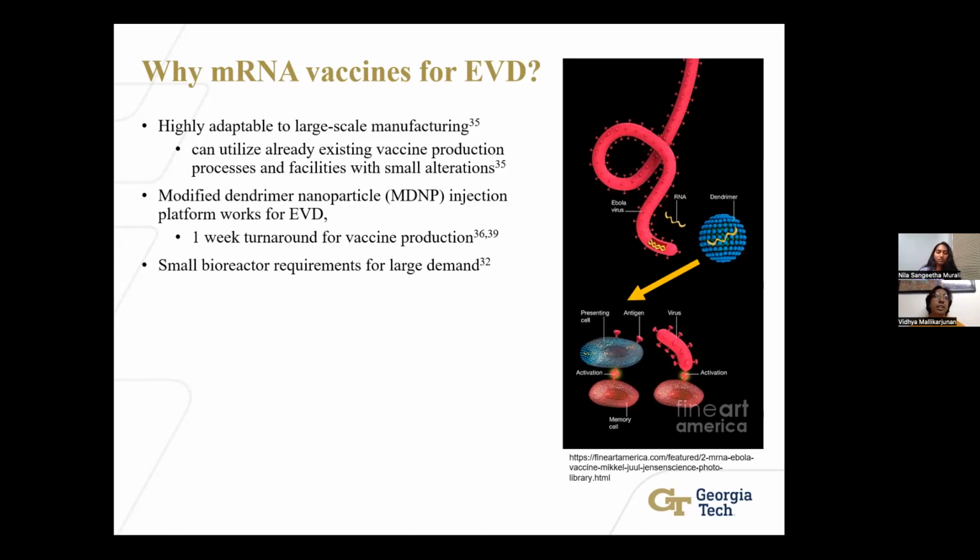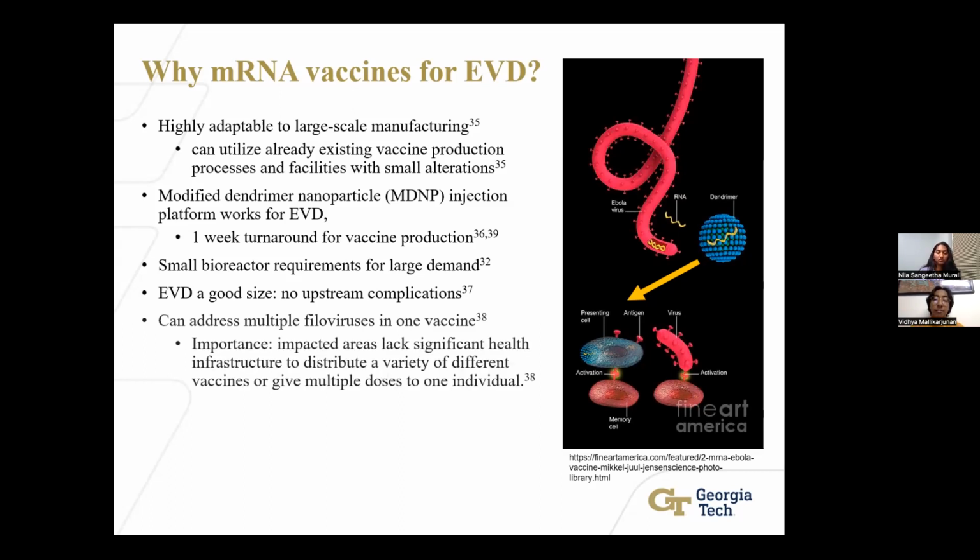mRNA vaccines also require pretty small bioreactors. Anywhere between 10 and 30 liters can produce enough vaccines for an epidemic level response. And because of that, it's really solid for developing countries like those affected by EVD. EVD is also a really good size. It's about 19 kilobases, which is a lot smaller than COVID, so there shouldn't be any upstream complications. And then mRNA vaccines can also address multiple filoviruses in one vaccine, like I mentioned earlier. That's super important for Ebola specifically because the regions primarily impacted by Ebola lack robust health infrastructure that's needed for multiple doses of or different vaccines for different filoviruses.